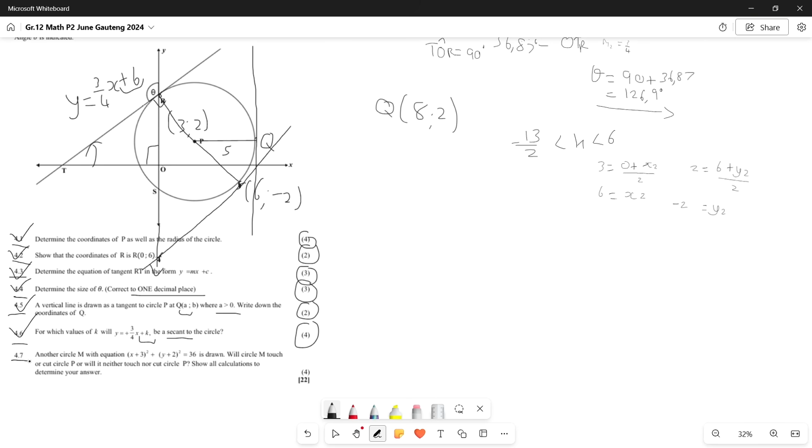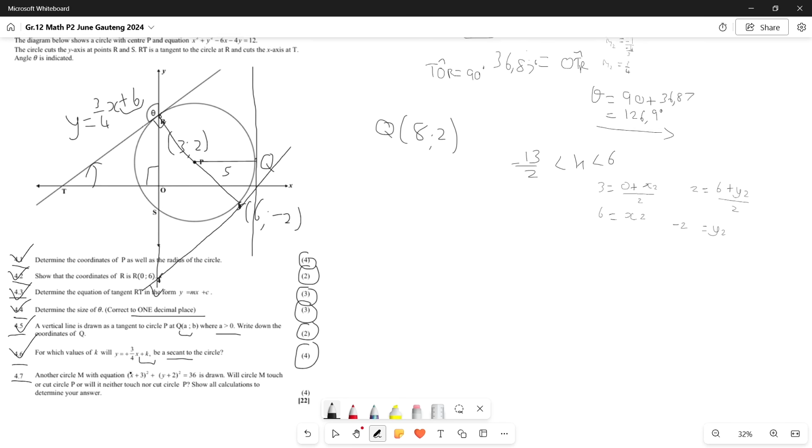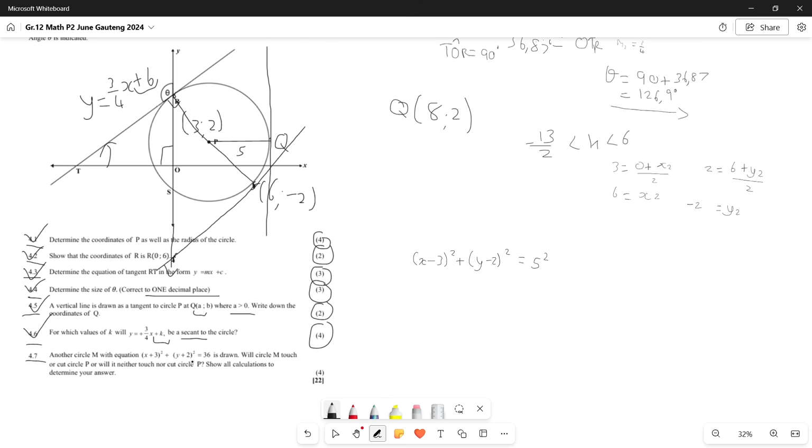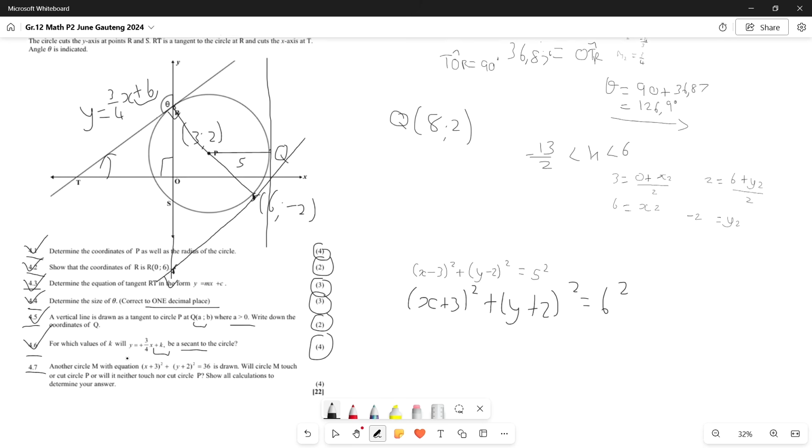And then last question here, 4.7, for 4 marks, it says another circle M with the equation x plus 3 squared plus y plus 2 squared equals 36. Okay, so it's a little bit different from this graph. We initially had -3 and -2, and then 5 squared, which becomes 25. So we have a new circle over here. They're asking, will circle M, this new circle, touch or cut circle P, or will it neither touch nor cut circle P? Show all calculations to determine your answer for 4 marks.